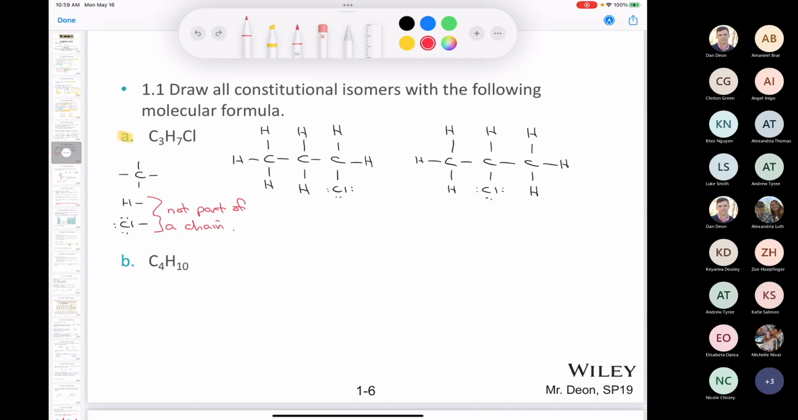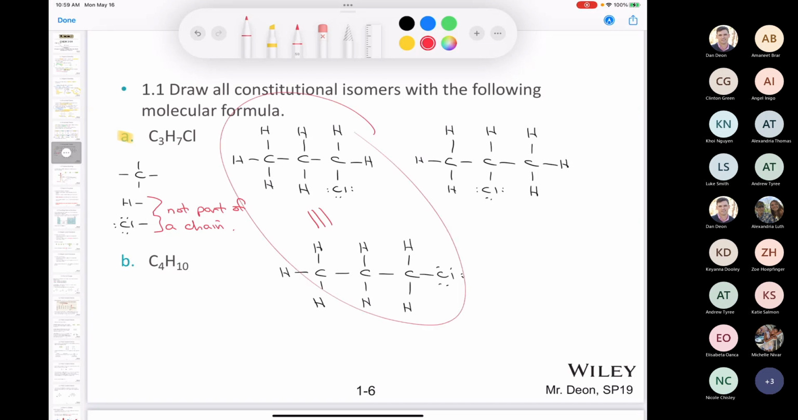Now, what I heard somebody say is, well, couldn't you put the chlorine anywhere else? So let's say if I put the chlorine here, like this, would this be a new constitutional isomer? Yes or no? Is this a new connectivity? No, this is not a new connectivity. This structure that I've just drawn is the exact same as this one that I have right here. These two are identical.